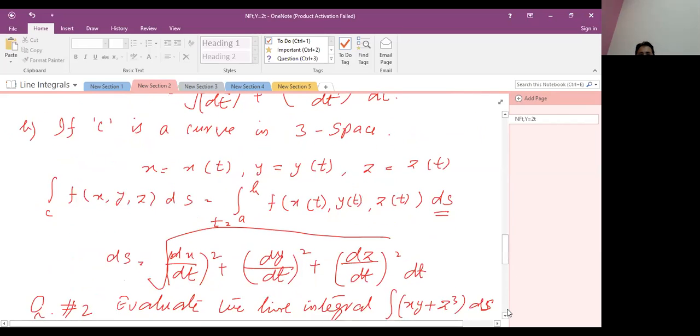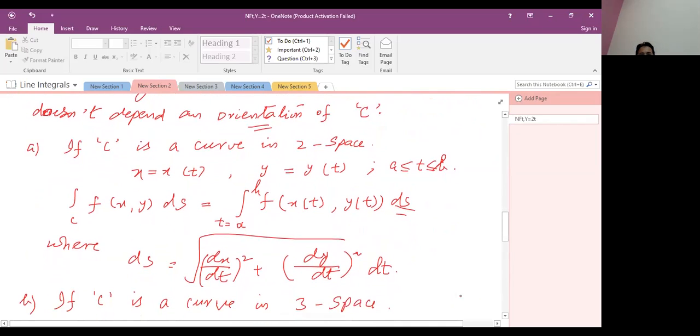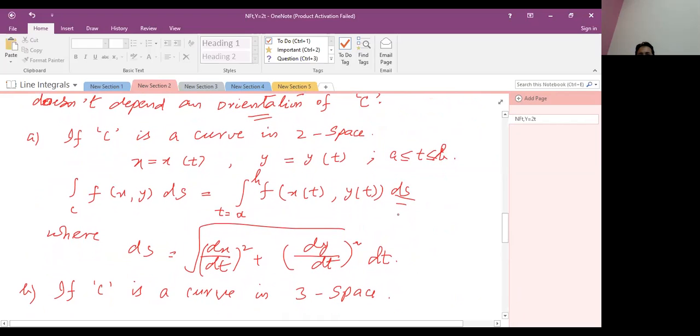See, there are two conditions. When we consider it in two space, if the curve is defined in two space in this way, what is ds? ds is equal to the square root of dx upon dt whole square plus dy upon dt whole square. It means first we will find the ds, right?